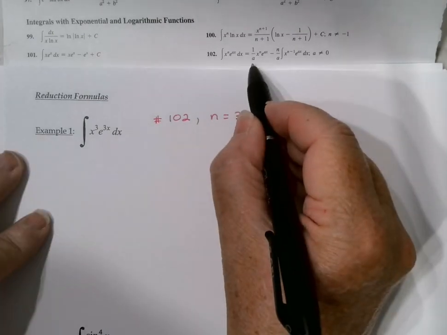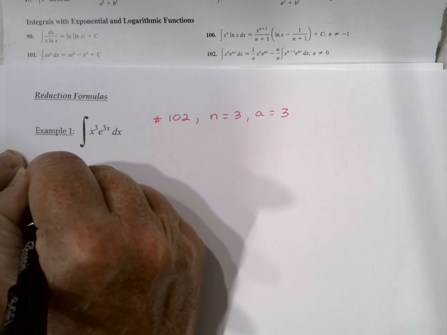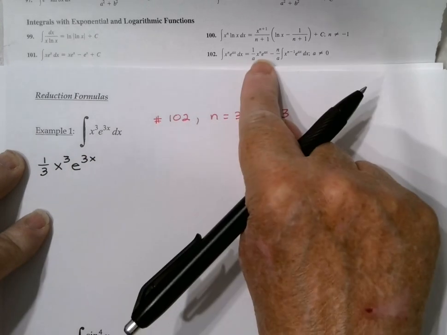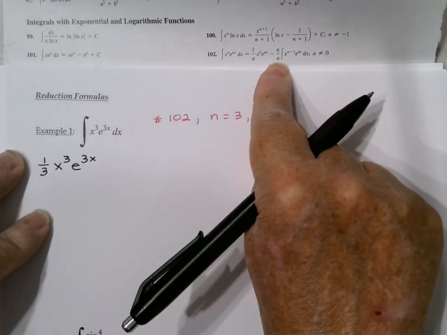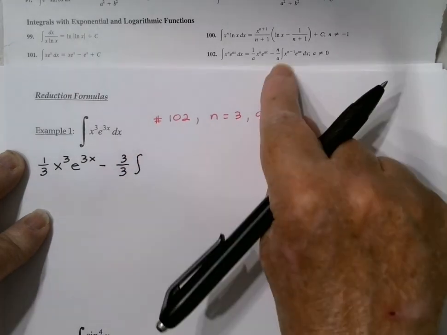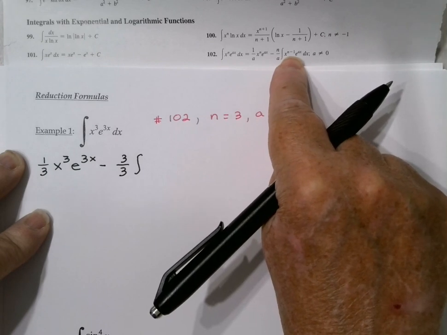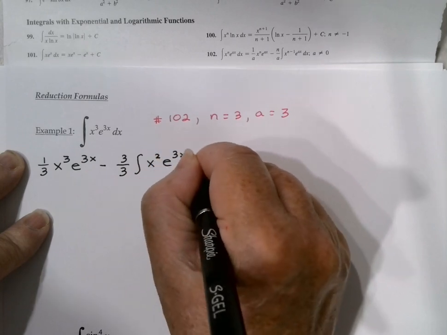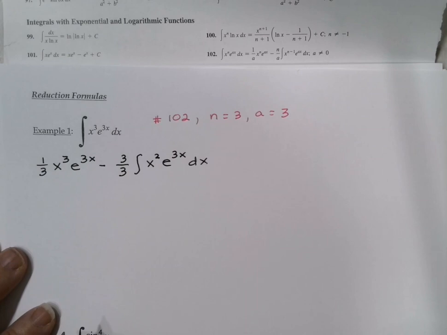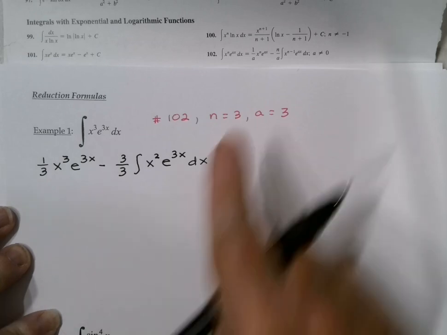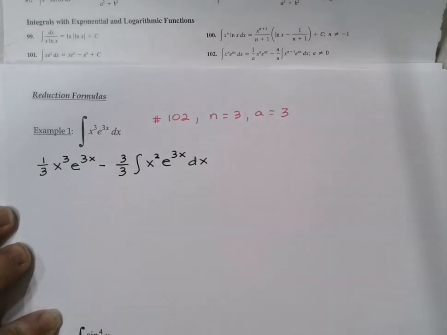So I get 1 over a, that'd be 1 over 3, x to the third e to the 3x, minus n over a, 3 over 3, integral of x to the n minus 1, so that's going to be x squared, e to the 3x dx. All right, I still have an integral here that I can't do directly. It's actually still of the form of number 102. Again, very typical with these reduction formulas that you have to use them more than once.